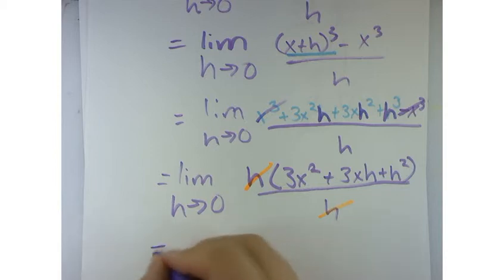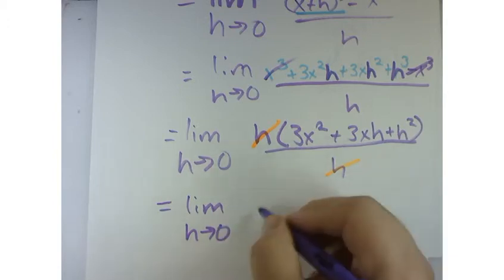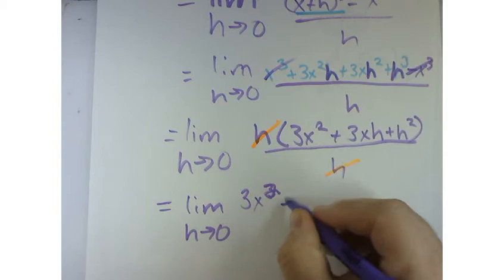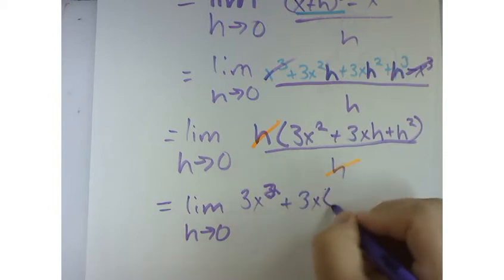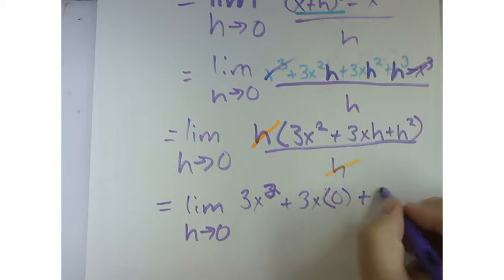We'll just leave that in the video. So now when I cancel that out, if I take the limit of this as h approaches 0, I'm really taking the limit of 3x squared plus 3xh plus h squared, but I'm going to plug in a 0 for h because h approaches 0.